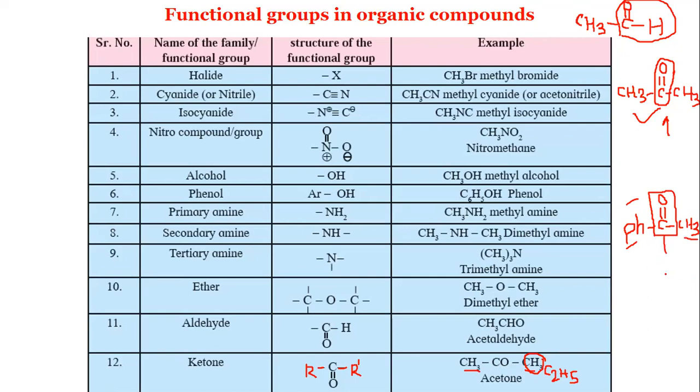This doesn't matter, but CO should be there. This carbonyl group is there. So carbonyl group, when it is bonded to any R groups, same R groups or different R groups, it becomes a ketone. This is very easy to identify: COH and CO.